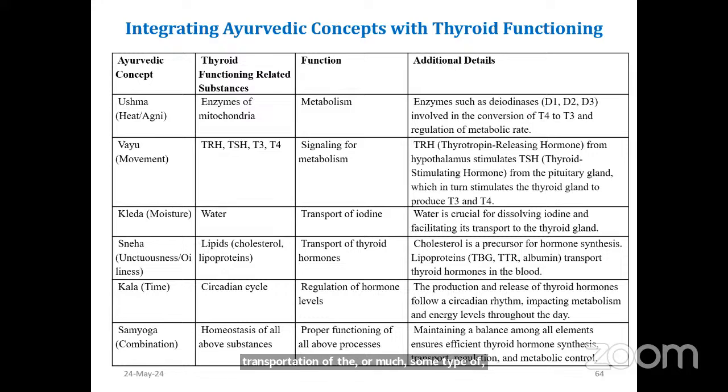Kal, the circadian cycle, is responsible for regulation of hormones, and Samyog, combination, means homeostasis of all the above substances is required for the proper functioning of the thyroid gland. So if any one or more of Usma, Vayu, Kleda, Sneh and Kal are disrupted, they can disrupt the function of the thyroid gland. Accordingly, we have to find out which one among these six parameters is not functioning well. And accordingly, if we correct it, then we can correct the thyroid function.